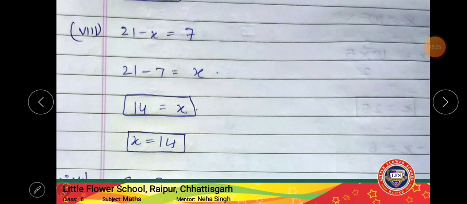You can go through this. See, 21 minus x is 7. We will bring 7 to the constant side, right, where one constant is already there. And what we'll do, we'll take the x to the other side. So 21 minus 7 is 14. So the value of x is 14.